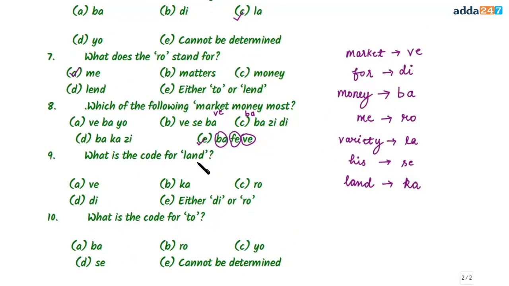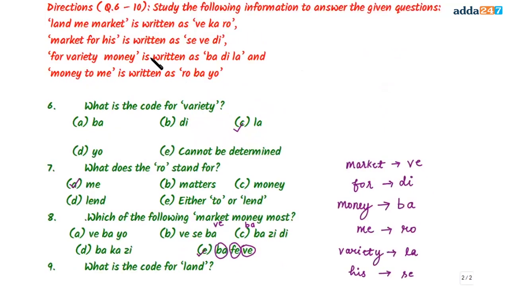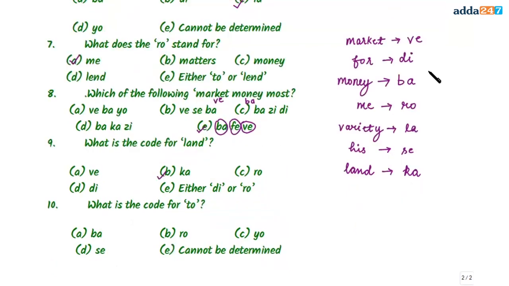We have the 9th question. What is the code for land? And code for land is KA. That means B is the correct option. And the 10th question is, what is the code for to? We can see here in these sentences that there is no word such as to. So that would mean we will have a new code apart from these codes which are here. So we can definitely see that we do not have YO here. So C is the correct option for the 10th question.